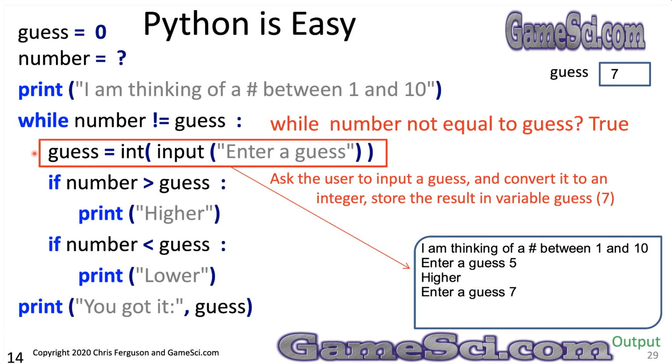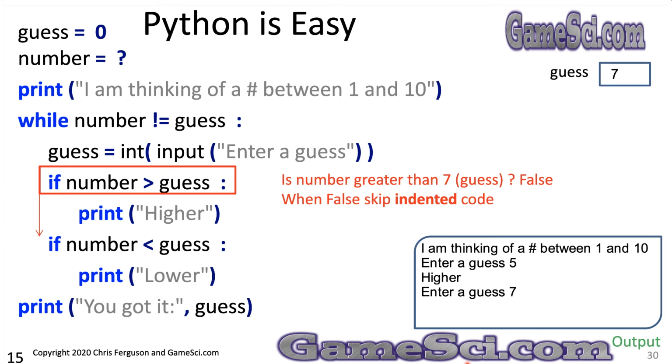Ask the user to input a guess, convert it to an integer, and store the result back into the variable guess. The text enter a guess is in double quotes, so enter a guess shows up here on the output. The user input a 7 and hit the enter key. When they hit the enter key, it sent the data back, converted it to the integer 7, and stored the result in the variable guess. And you can see guess now contains the value 7.